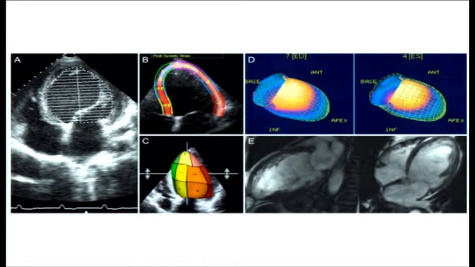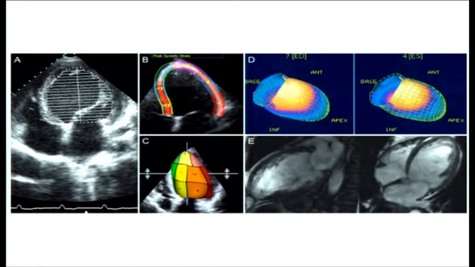This shows panel A, which describes the 2D echocardiogram with the possibility of measuring ejection fraction. Panel B describes speckle tracking, where you can assess overall left ventricular function as well as regional wall motion abnormalities. Panel C shows the live 3D assessment of the left ventricle, where you can get more reliable left ventricular volume and ejection fraction measurements.